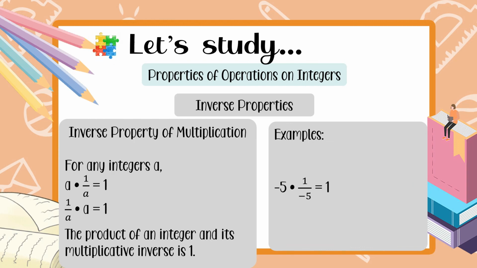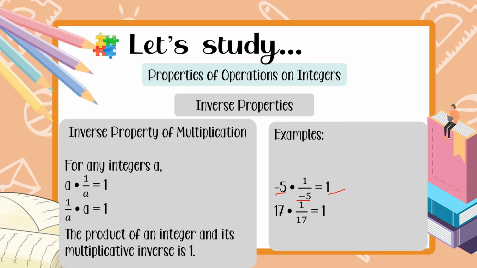negative 5 times 1 over negative 5 is equal to 1. So, ang multiplicative inverse ng negative 5 is 1 over negative 5. So, parang maglalagay ka lang ng 1 sa ibabaw ng mismong number. And the answer or the product is always 1.